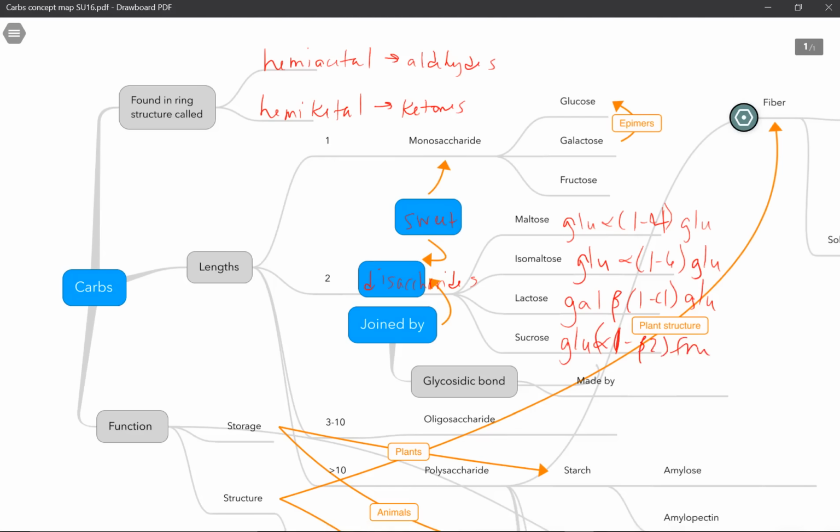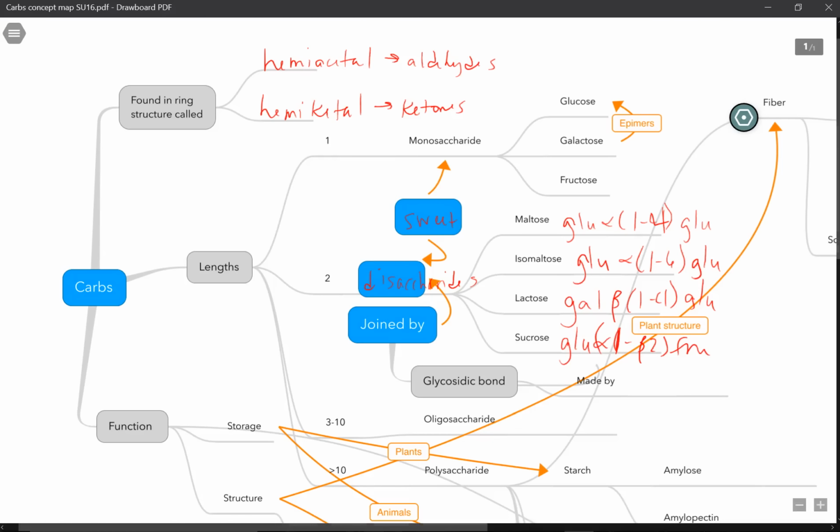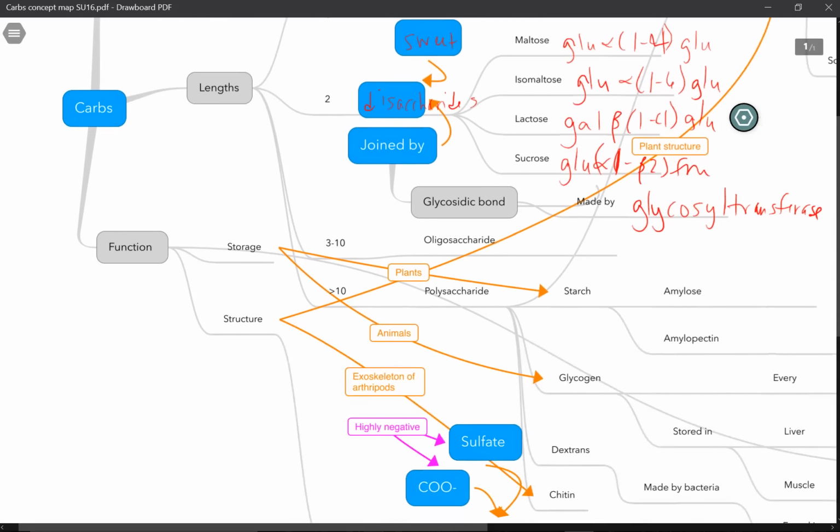Our disaccharides and all of our carbohydrates are joined together by glycosidic bonds. The glycosidic bonds located in between these carbohydrates are made by enzymes called glycosyl transferases. Our next chain length are the oligosaccharides, which are 3 to 10 sugars long. If you remember, we can't digest or absorb them, so they're more fermentable. And you'll find those in your beans. Anything longer than 10 sugars is called a polysaccharide.